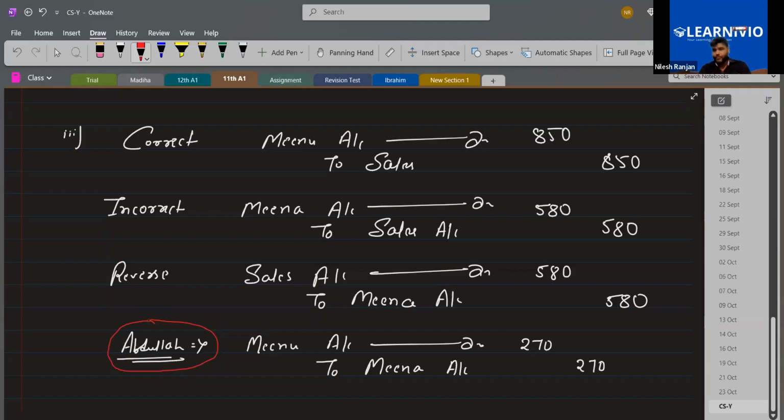Nadia, you have to tell me the answer. If you don't know, then I will also solve this one, but you should try. Sales account debit to Meena account. You have to merge this one and this one. You have to combine these two entries.